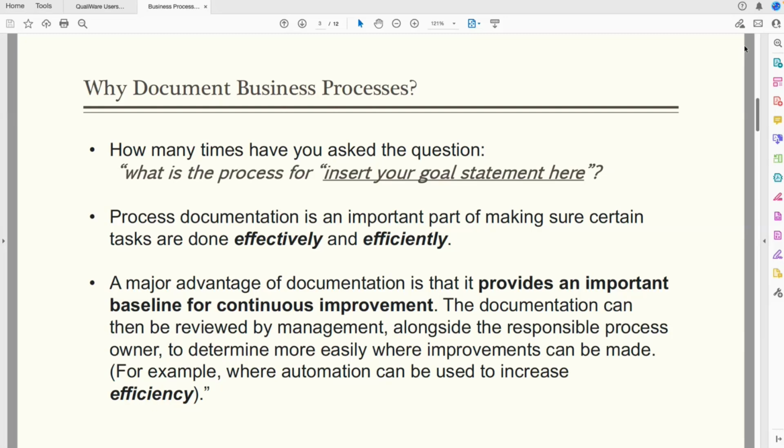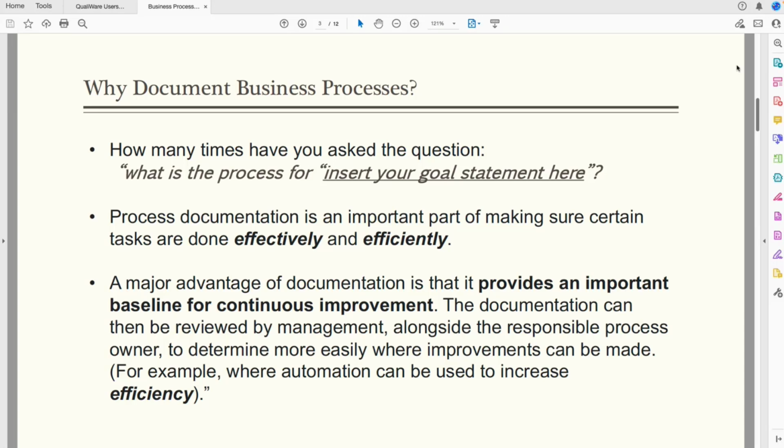Why document business process? How many times have you asked the question or heard somebody ask you the question, what is the process for, and then insert whatever they're asking you about here. What's the process for putting in a lead pass? What's the process for submitting my claim? What is the process for X? We ask the question, but we never give a lot of thought to who creates that actual process. Very few people in the organization put pen to paper. But processes need to be documented.